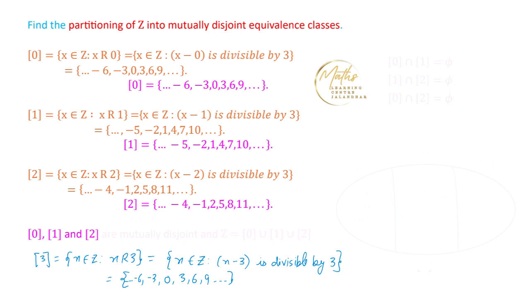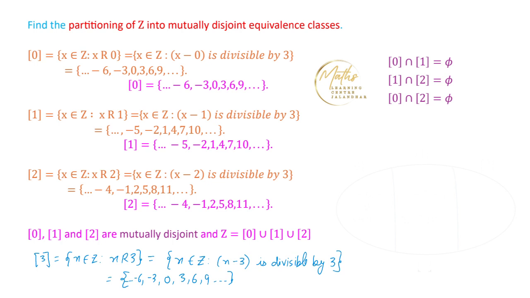These are mutually disjoint. Mutually disjoint means that the intersection of the equivalence class of 1 and 0 is the empty set. The intersection of the equivalence class of 1 and 2 is empty. The intersection of the equivalence class of 0 and 2 is empty. And moreover, the set of integers we can write as equal to the equivalence class of 0 union the equivalence class of 1 union the equivalence class of 2.